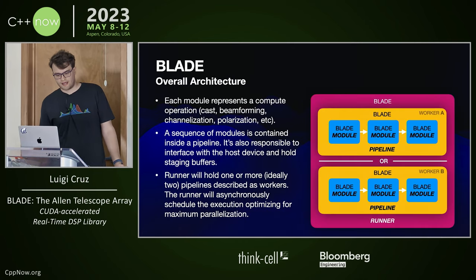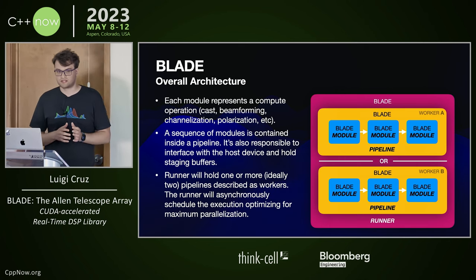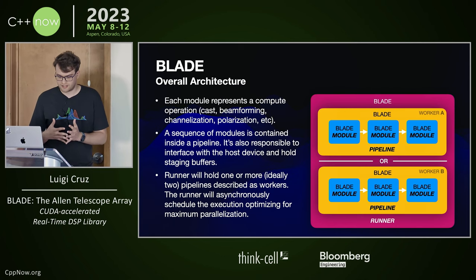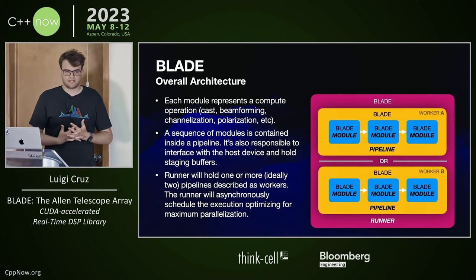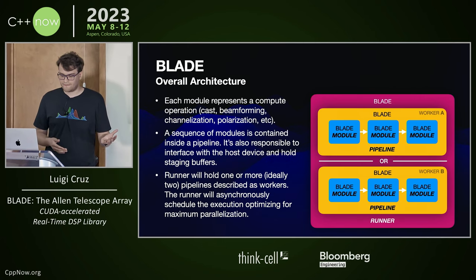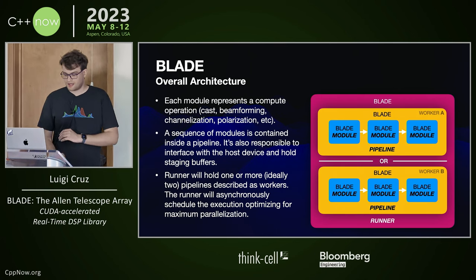Here, Blade is organized in three main classes. The first one is the module. This is where the CUDA kernels are stored, as well as some verification and instantiation logic necessary for the kernel. You can think of this as a pipeline layout from Vulkan.